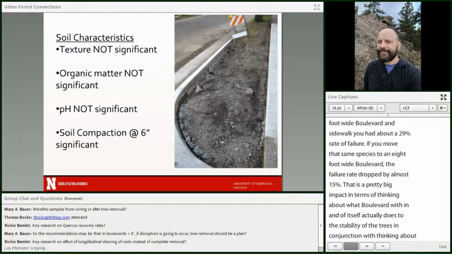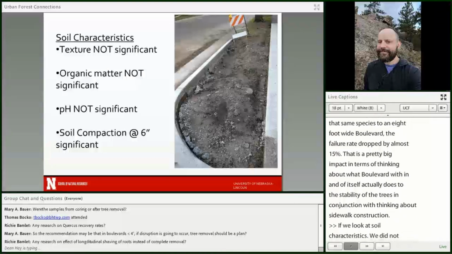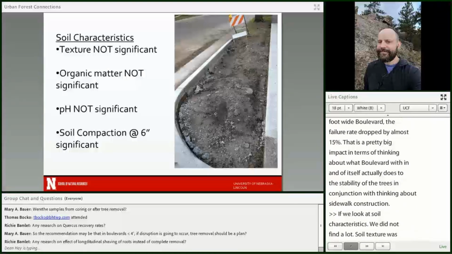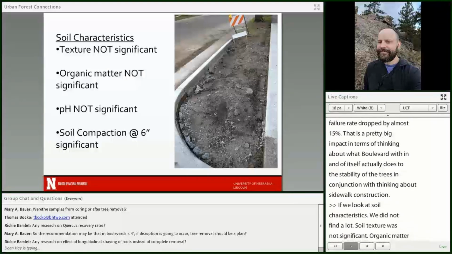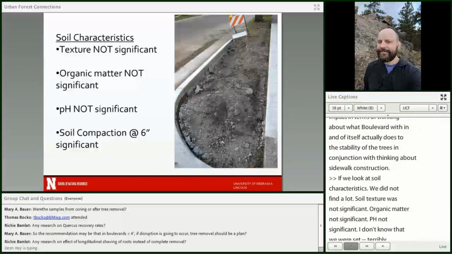So if we look at soil characteristics, we didn't really find a lot here. Soil texture wasn't significant. Organic matter, not significant. pH was not significant in our findings. I don't know that we were too terribly surprised. Maybe a little bit on the soil texture. We kind of thought that might have more of an impact.